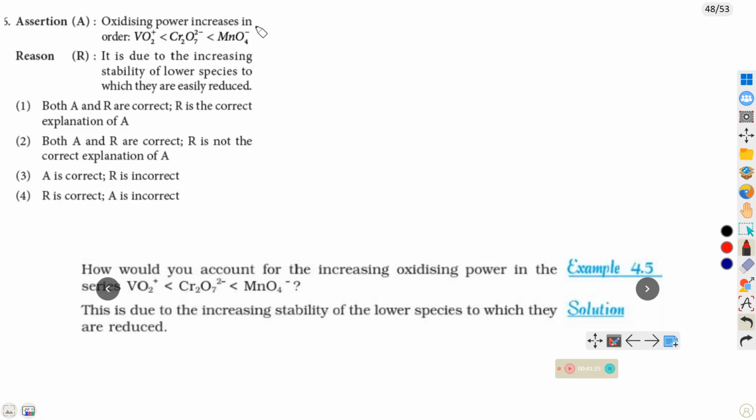Oxidizing power increases in the order VO2 plus less than Cr2O7 2 minus less than MnO4 minus, correct. It is due to increasing stability of lower species to which they are easily reduced. This is also correct. Both A and R are correct. R is the correct explanation of A.